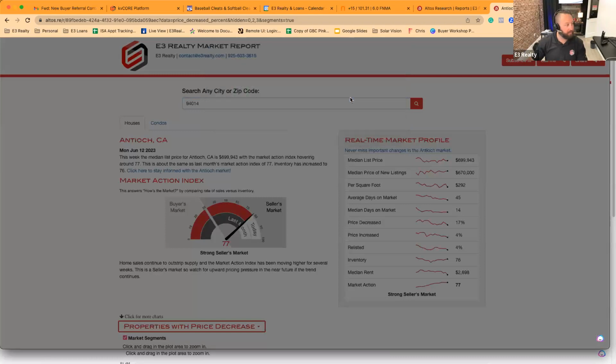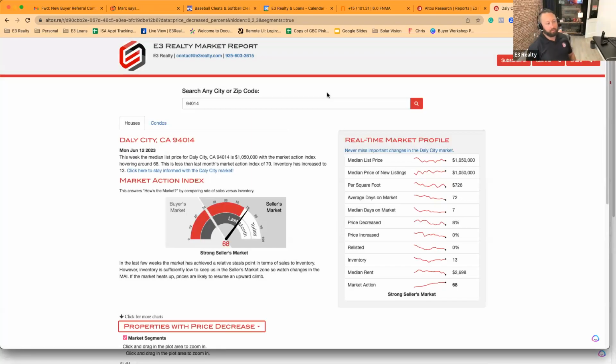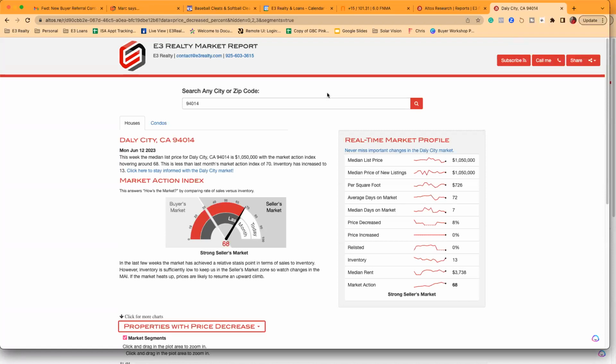94014, Daly City. Boom. So you know Daly City. So now you can be like, okay, cool. Here's the Daly City report. Median list price just over $1 million, and the median price of all new listings is identical. That's funny. Price decreases 8%. So these are flying quick. Inventory, you only have 13 homes in all Daly City in that zip code right now, single family. That's it. Super low inventory. So it allows you to really figure out the market, figure out the data.